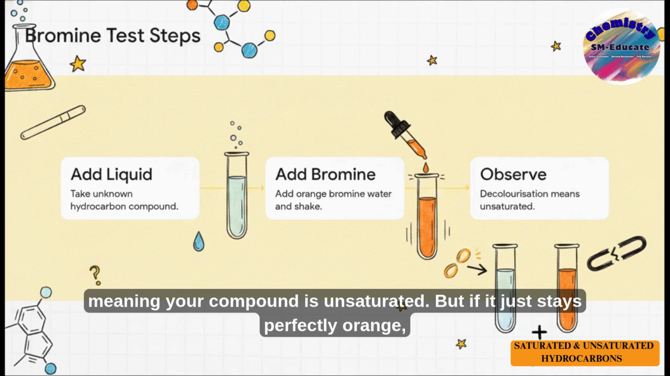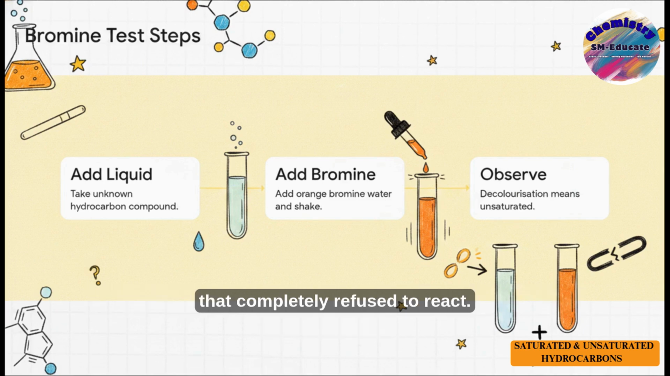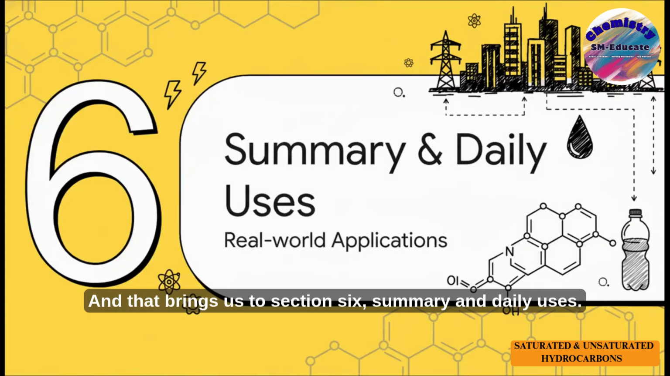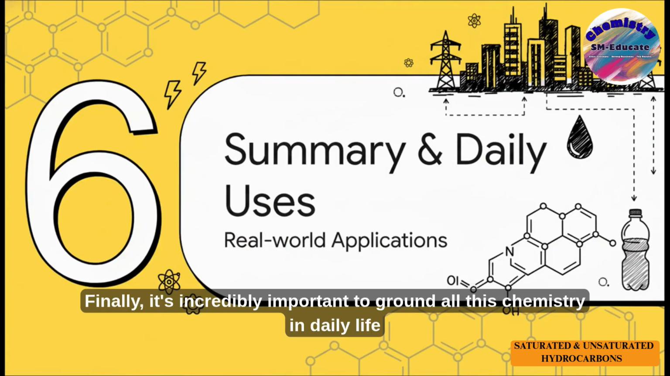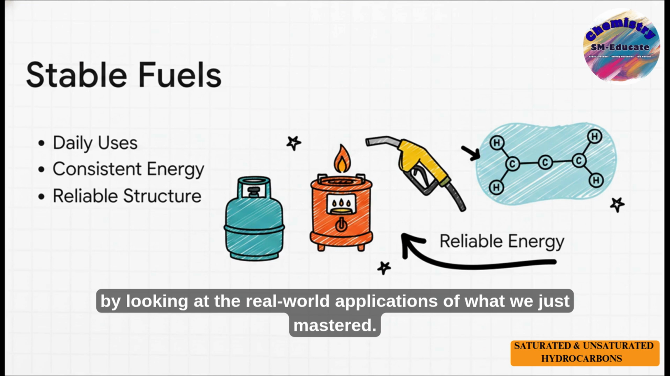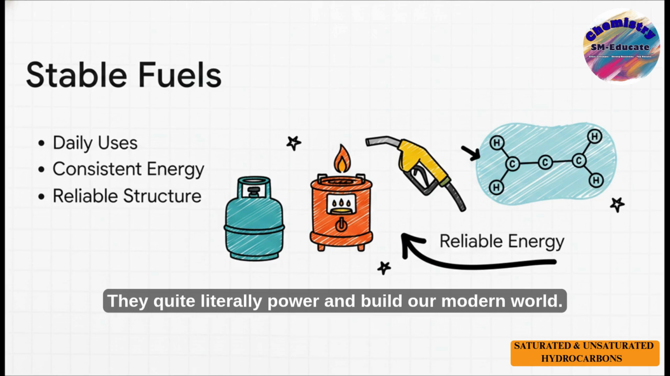But if it just stays perfectly orange, well, you've got yourself a plain old saturated alkane that completely refused to react. And that brings us to Section 6, Summary and Daily Uses. Finally, it's incredibly important to ground all this chemistry in daily life by looking at the real-world applications of what we just mastered. These molecules aren't just invisible things written on a chalkboard. They quite literally power and build our modern world.